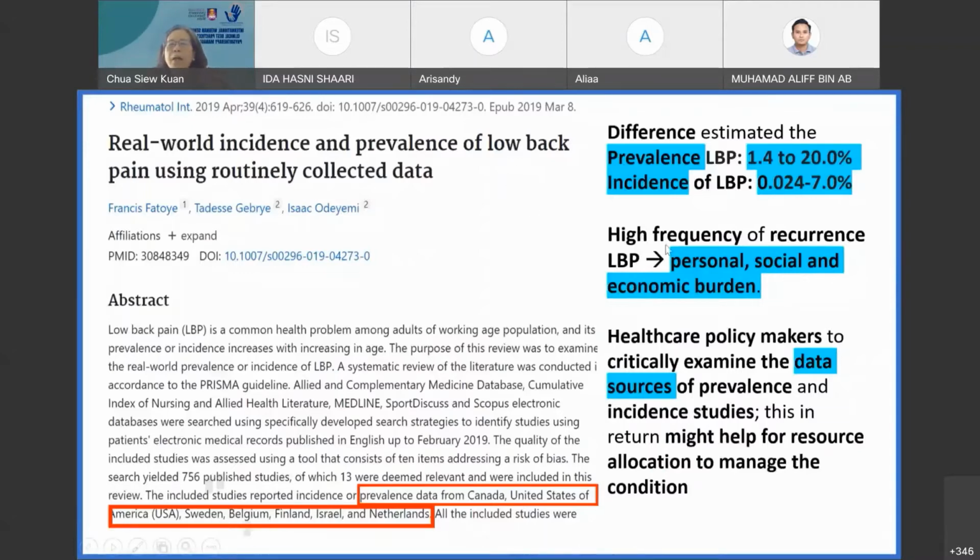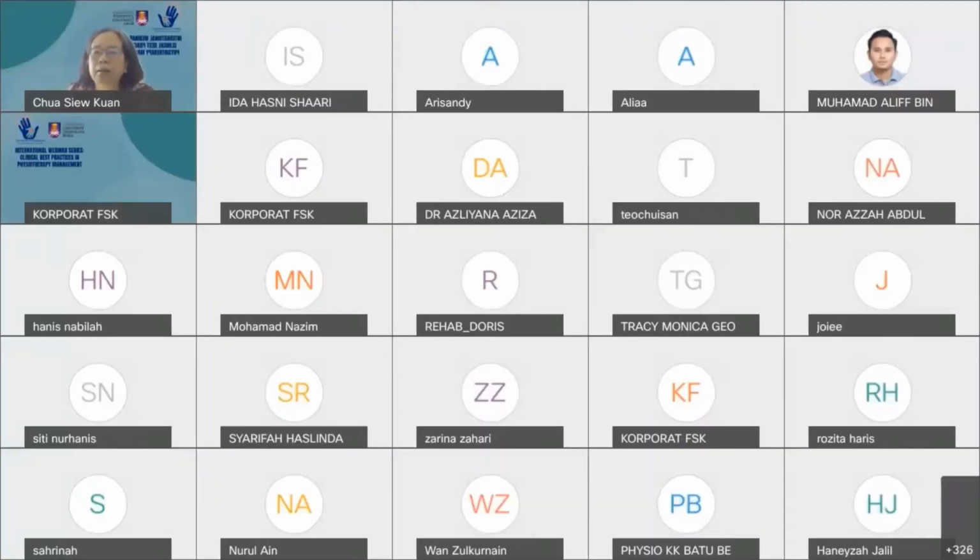And then they found a high frequency of recurrent low back pain, which leads to personal burden, social and economic burden, as well as healthcare system burden. So this review highlights that healthcare policymakers have to critically examine the data source. Where is this population being studied? Okay, this is from Western countries. How about Malaysia? We do not know yet. We have a study on this Malaysian population.